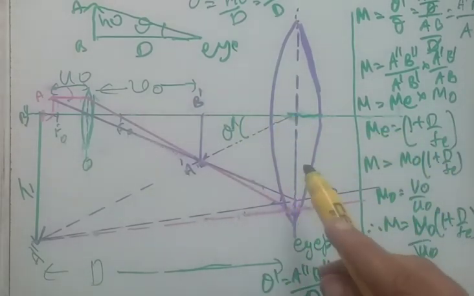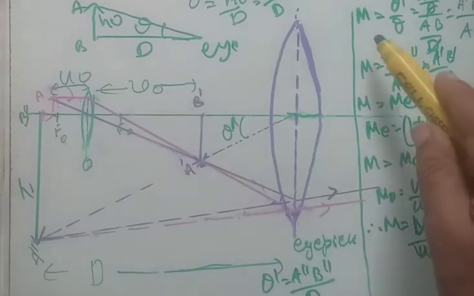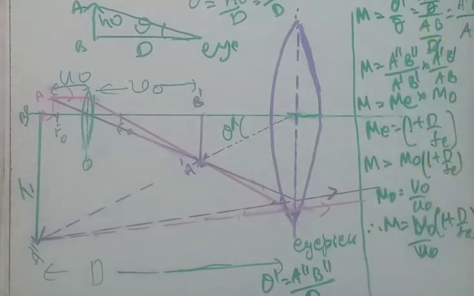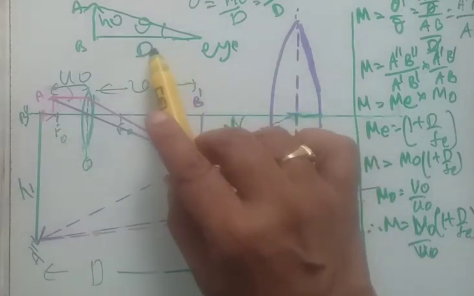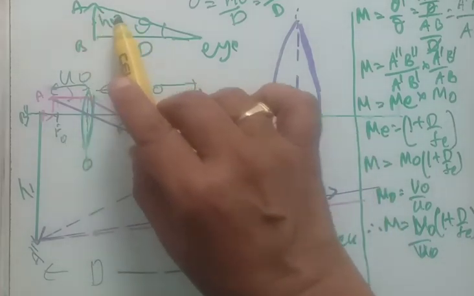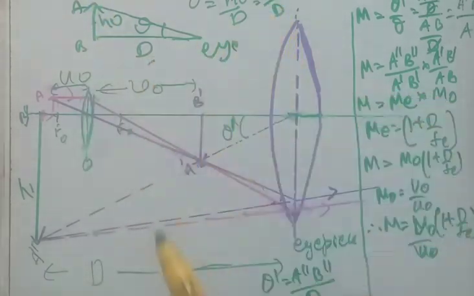So now we write the magnifying power M equals theta dash by theta. Theta dash is, from this figure, A double dash B double dash by D, say D, the distance from here to here is D, and then similarly theta from this figure, theta is AB by D, what I have written.